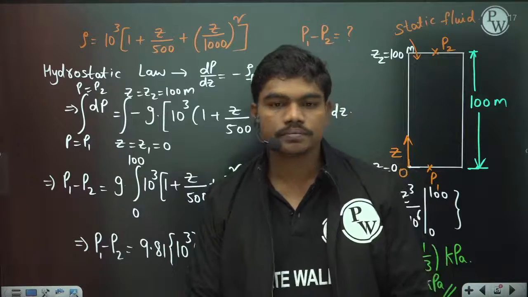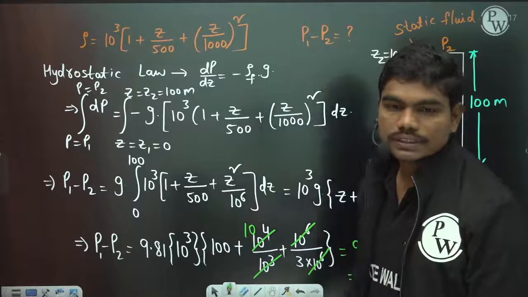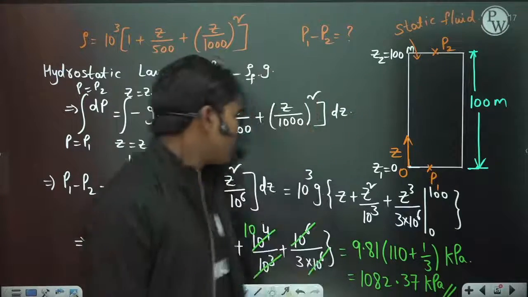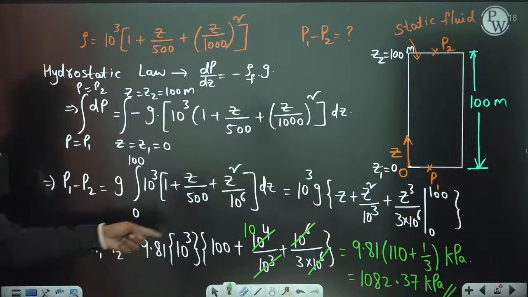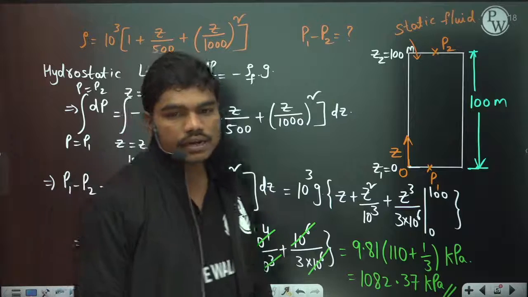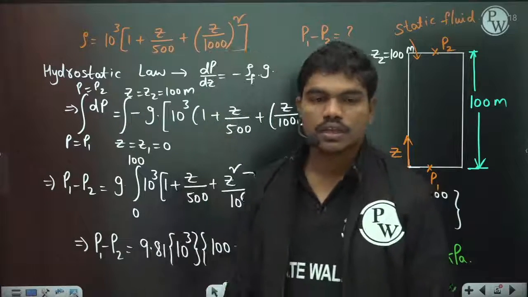Now the pressure difference is positive. Yes, of course. Because of this minus sign, I have flipped these two. So P1 minus P2 comes out as this value, 1082.37 kilopascals. Is this clear to all of you?